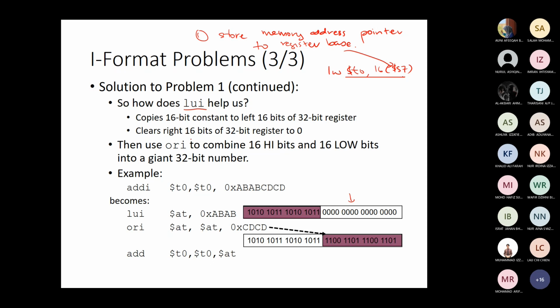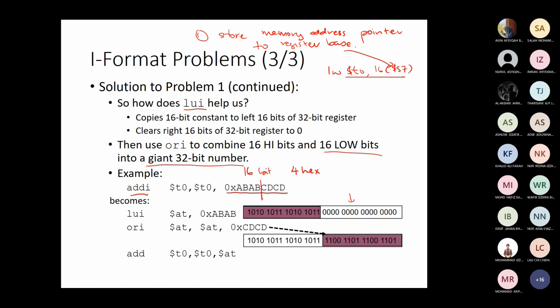And then use the OR immediate to combine the 16 high bits and 16 low bits into a giant 32-bit number. For example, when you want to ADDI $t0, $t0, 0xABABCDCD. So basically, ADDI can only take 16-bit, or 4 hexadecimal digits. So only 4 hexadecimal. If you write it like this, it becomes an error. So you can only take 4.